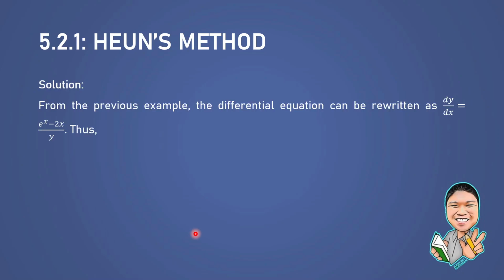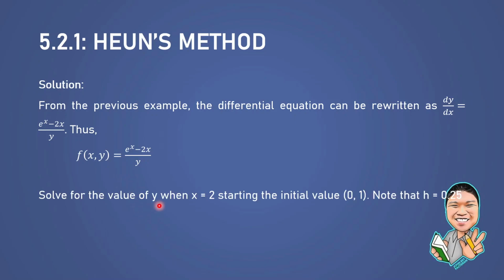So, for solution, again, from the previous example, just go back na lang sa previous video, the differential equation can be rewritten as dy over dx is equal to (e raised to x minus 2x) all over y. Kaya nga, yung function natin, f of xy is equal to (e raised to x minus 2x) all over y. And dahil dyan, hahanapin na natin yung value of y when x is equal to 2, starting from the initial value (0, 1). So, note that h is equal to 0.25.